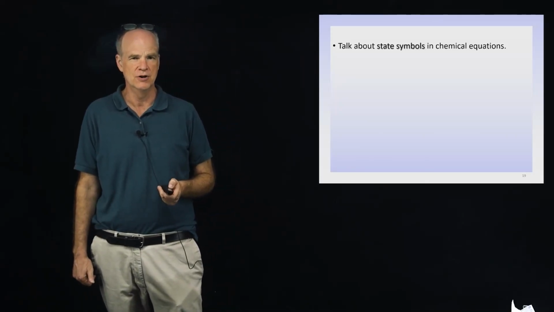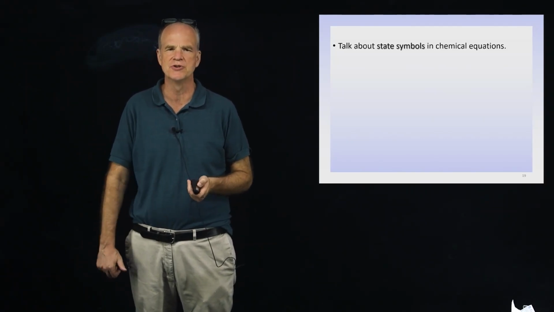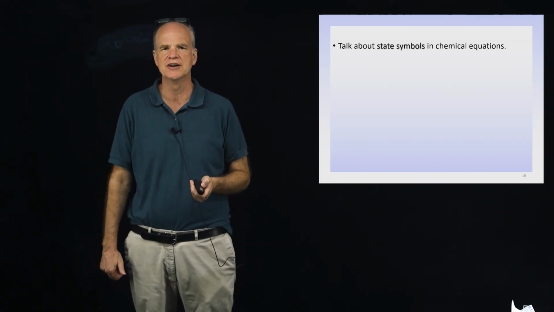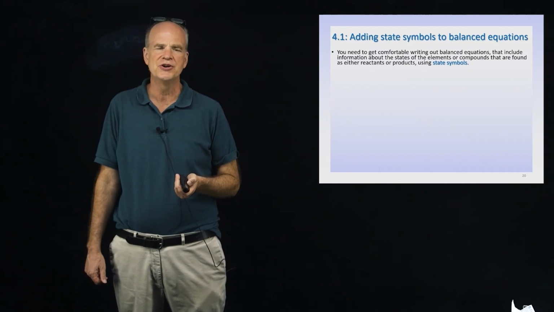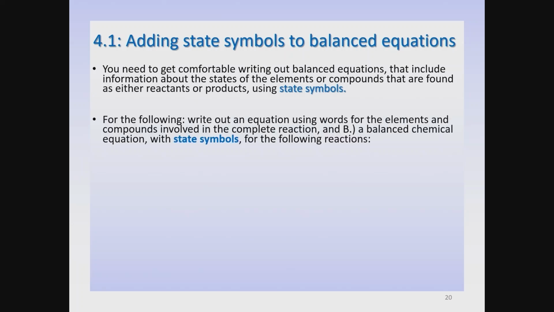And so what we're going to talk about this time is I want to explain what state symbols are and how they are added into chemical equations. A lot of times you will have chemical equations and then you'll have to include something called state symbols.